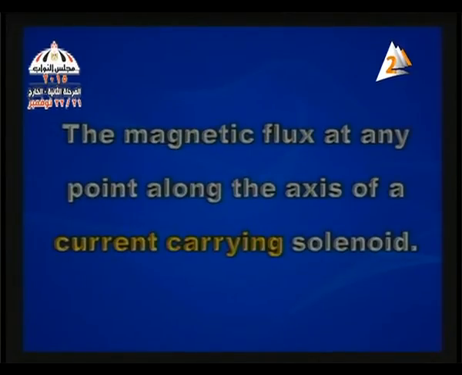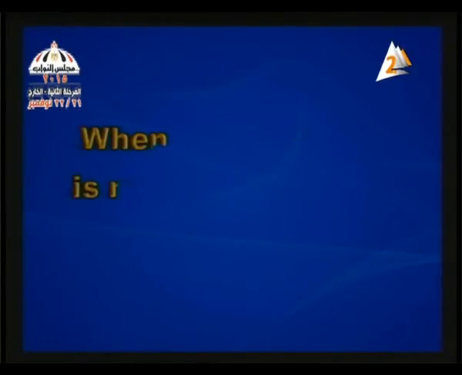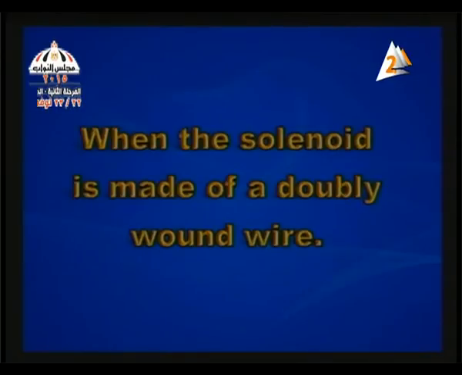When does the magnetic flux at any point along the axis of a current carrying solenoid equal 0? When the solenoid is made of a doubly wound wire. In this case, the current flowing in one branch produces a magnetic field equal and opposite to the current flowing in the opposite branch, so they cancel out.